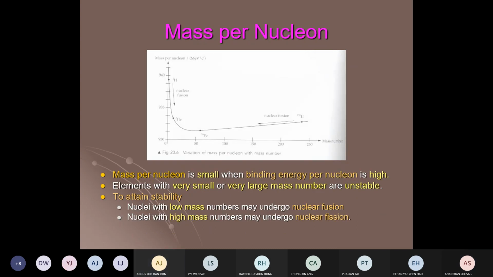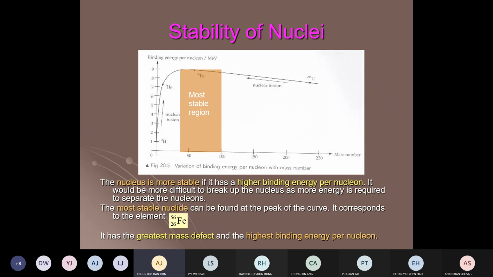Sir, just to confirm, even though a nucleus has a high binding energy, it's not necessarily stable, is it? It has to have a high binding energy per nucleon. Yeah, binding energy per nucleon determines the stability. So even if it has the highest binding energy, it doesn't mean it's the most stable. Not necessarily stable. Okay, thanks, sir. Okay, let's move on.